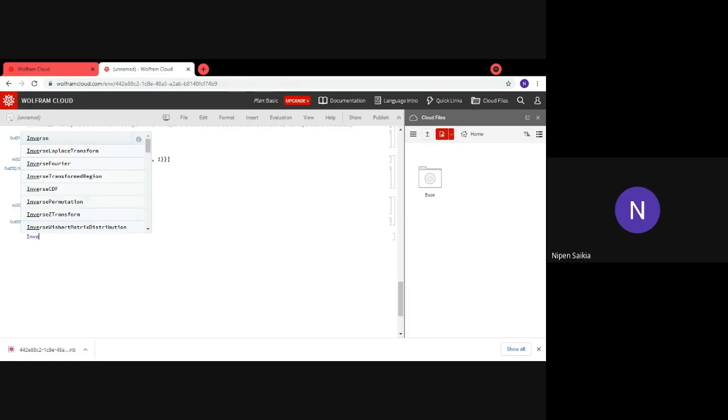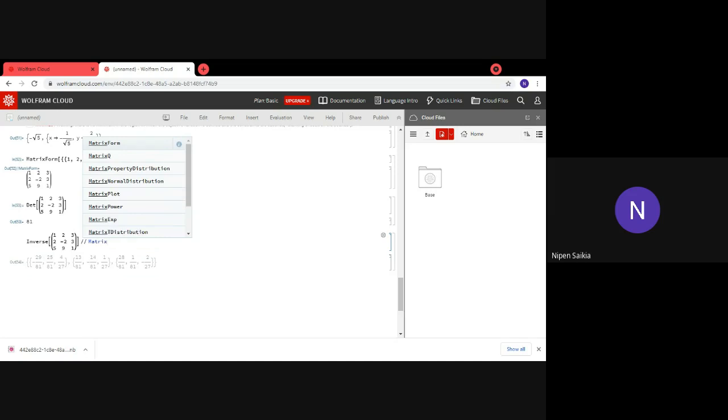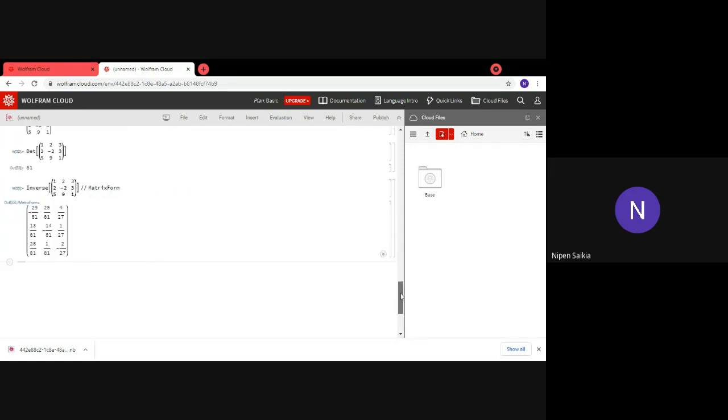So inverse we can write simply here Inverse. So I will take the Inverse command, and I will put this matrix here. So we'll get this as inverse. Now this shows what? First this minus 29 by 81, then 25 by 81, 4 by 27. This is the first row. This is second and third row like this. So to get this one in matrix form, after this command we'll write double slash. I will simply write MatrixForm here, and then press shift enter. So then we'll get the inverse in this form.